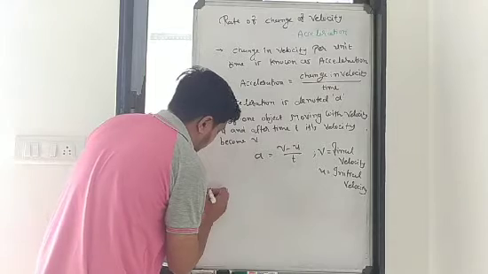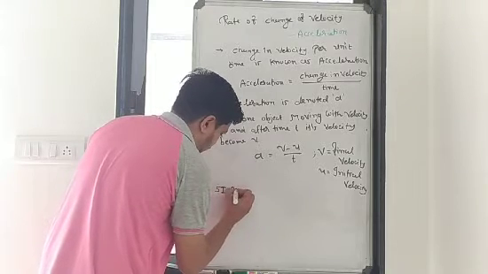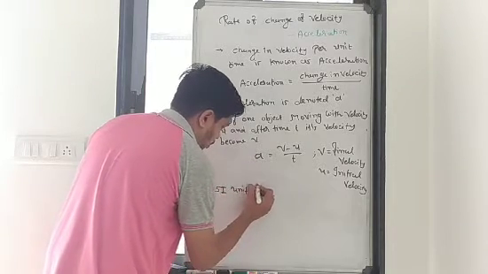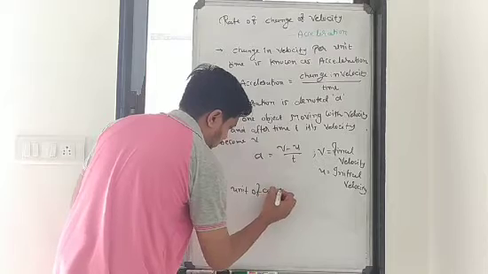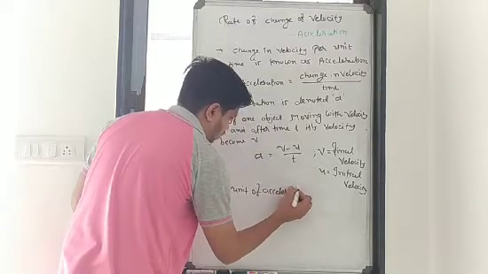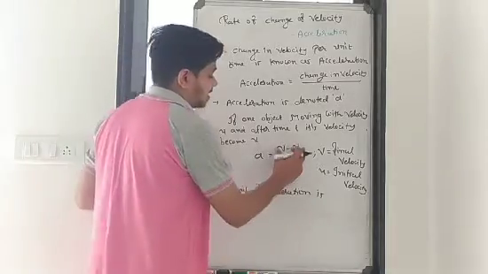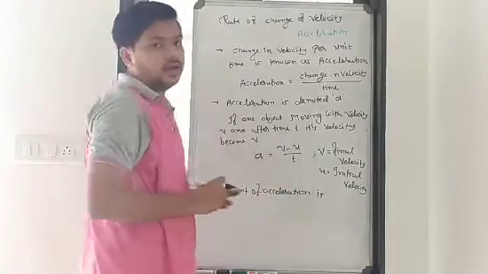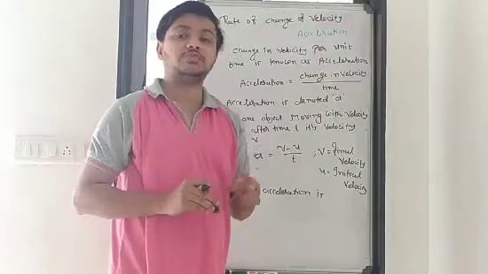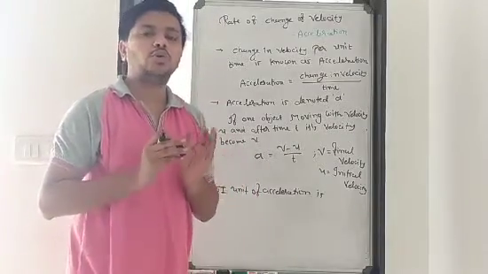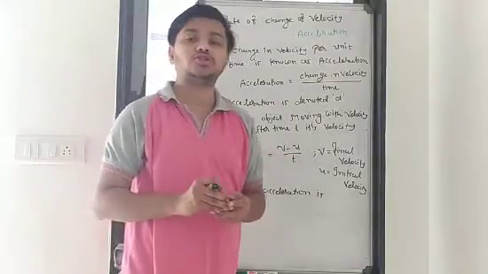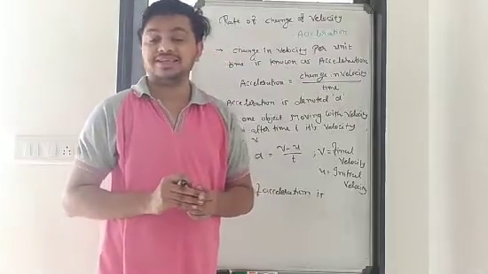Now what is the SI unit of acceleration? Generally the SI unit of velocity is meter per second. So you can say that a change of velocity also has the unit meter per second.